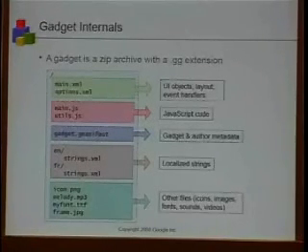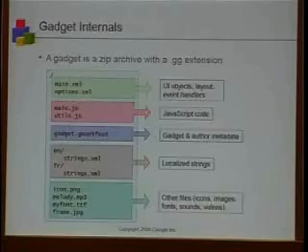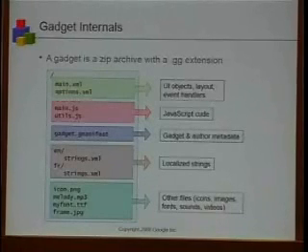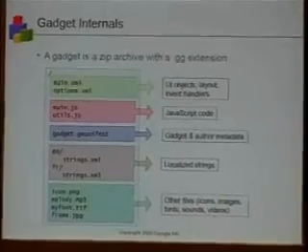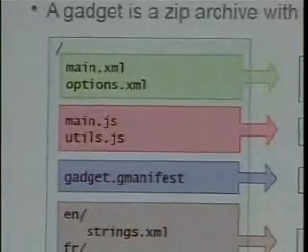Then you have your JavaScript code, which lives in a bunch of JS files, like main.js, utils.js. You can have utilities. You can have a manifest for the gadget, where you can specify the gadget author, metadata information, and other information. For example, you might be able to say the version of Google Desktop that it should work on. And finally, not finally, but you have localization.